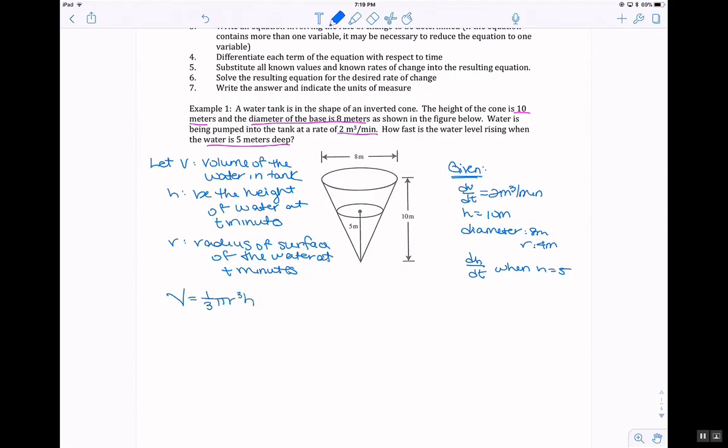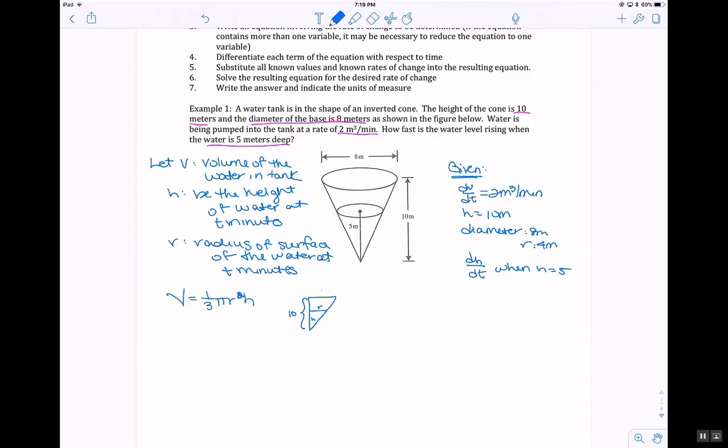So we know that volume is equal to 1/3 pi r squared H for the cone. I'm sorry, not pi r cubed, it's pi r squared H. Well, we have two variables, so we can't really take the derivative implicitly yet. We're going to need to eliminate one of these variables first. So I have a similar triangle situation where the entire height of my cone is 10.